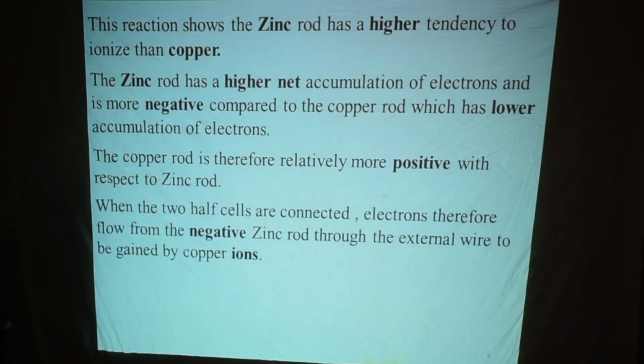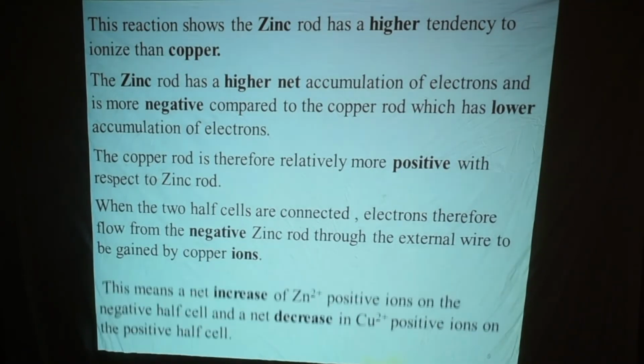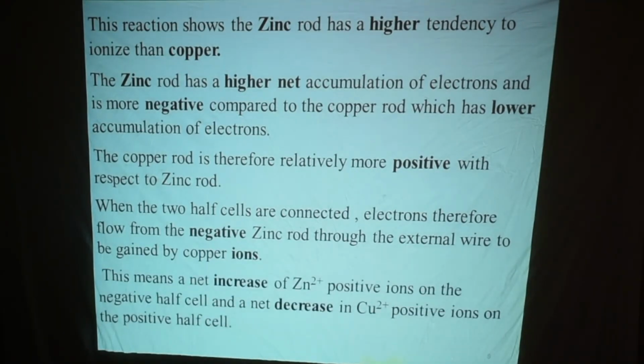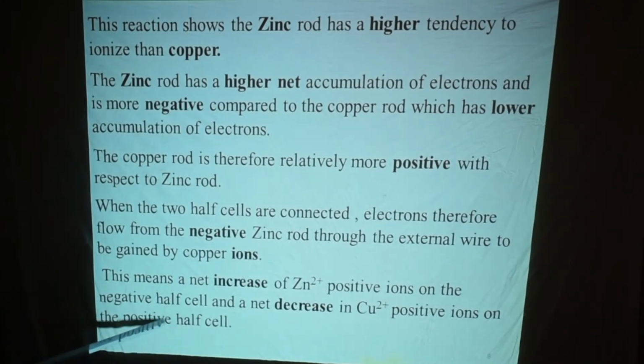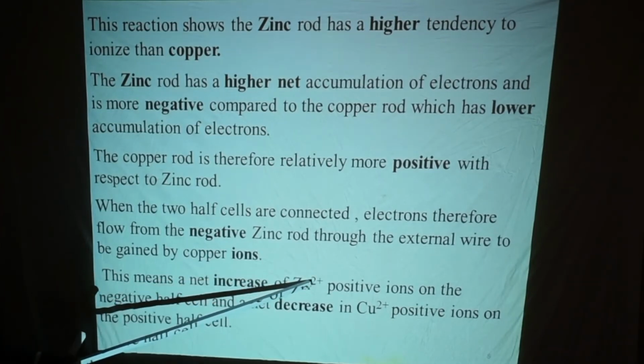When the two half cells are connected, electrons flow from the negative zinc rod through the external wire to be gained by copper ions, as I explained in the diagram above. This means a net increase of zinc positive ions on the negative half cell and a net decrease in copper ions on the positive half cell.